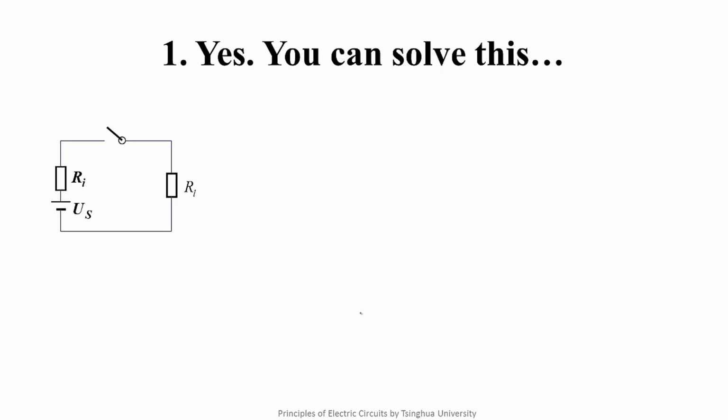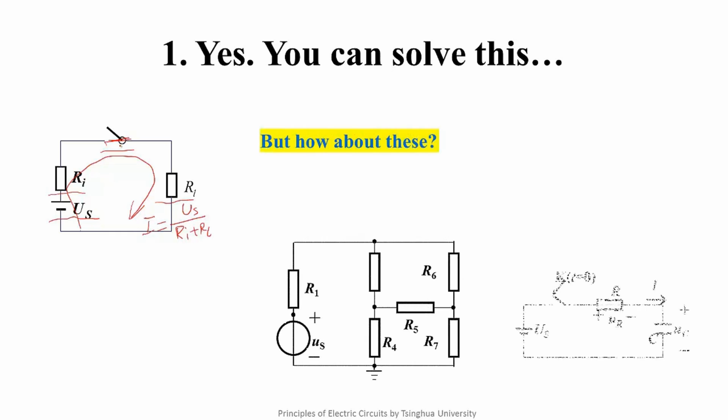Yes, you can solve questions like this, a simple question like this. You know the current must flow in this direction. This is a voltage source, this is a resistor, this is a resistor, and this is a switch. The current flows like this if the 4 elements connect in series. You can know that I is equal to US over the sum of Ri and RL when the switch turns on. This is a simple circuit, but there are many more complicated circuits in practical work.